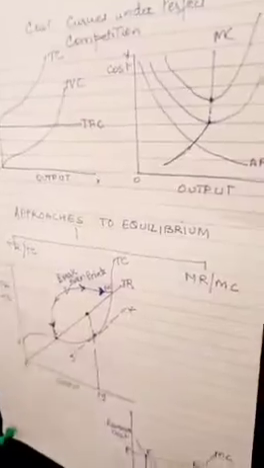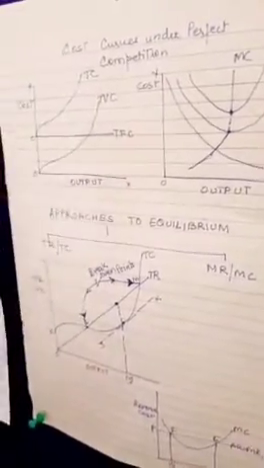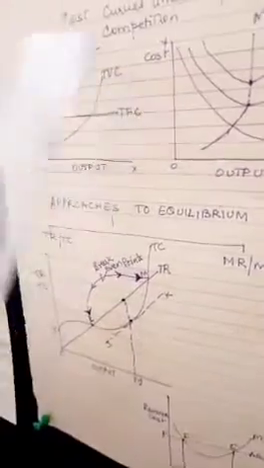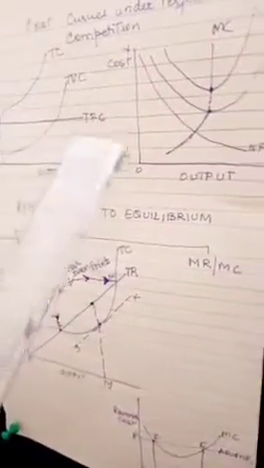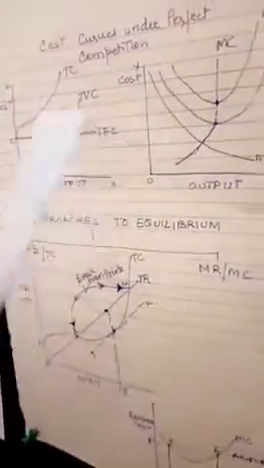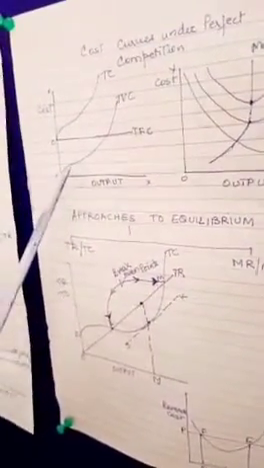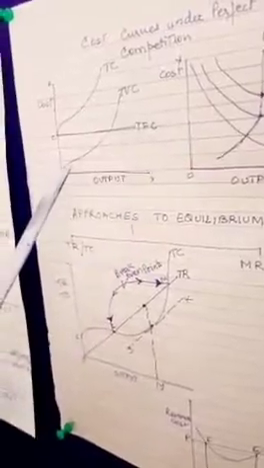Now, here we show the cost curves under perfect competition. As you all know, there are two types of cost, total fixed cost and total variable cost. Total fixed costs are, for example, machinery, land, building and so on. So this remains fixed even when the output is 0.